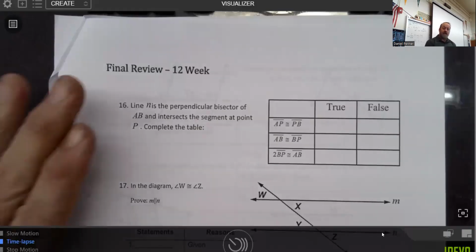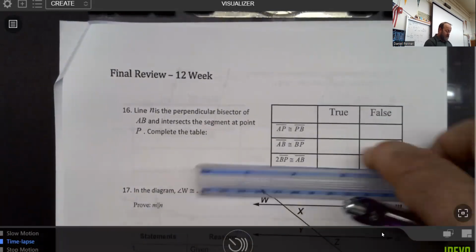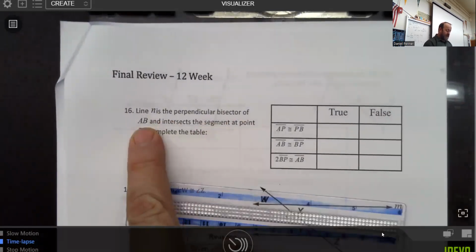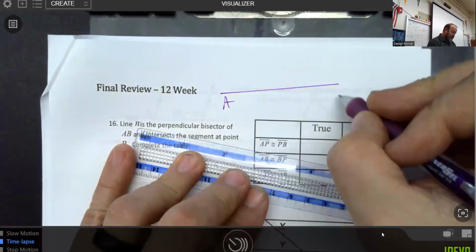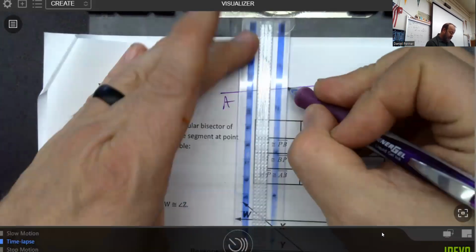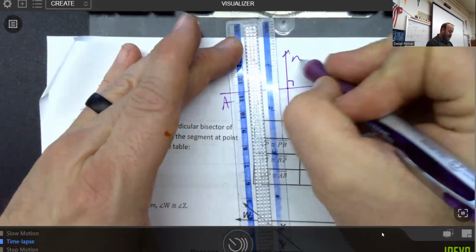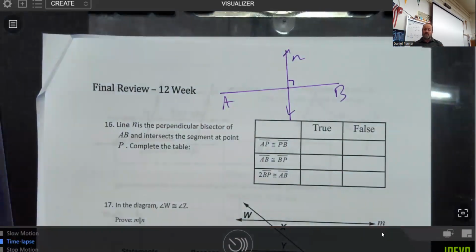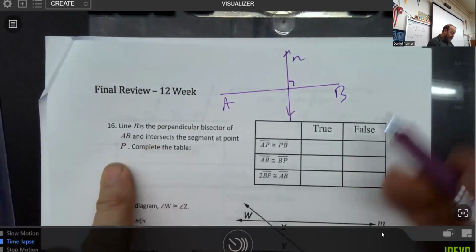In problem 16, this is one of those problems where we wanted you to be able to just read the information and generate a picture based on what you're told. It says N is the perpendicular bisector of AB. So if I started with AB right here, and it's supposed to be the perpendicular bisector, that means it's going to hit at a perpendicular. And remember, you can use a lowercase cursive letter to name a line. And it says it intersects at point P.